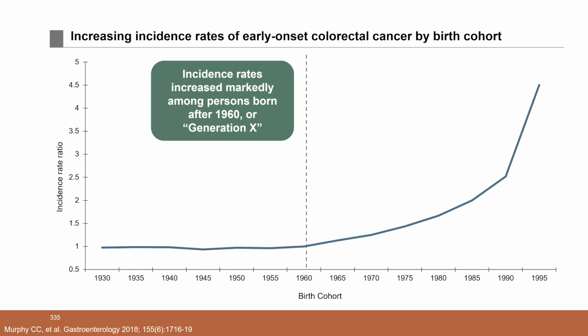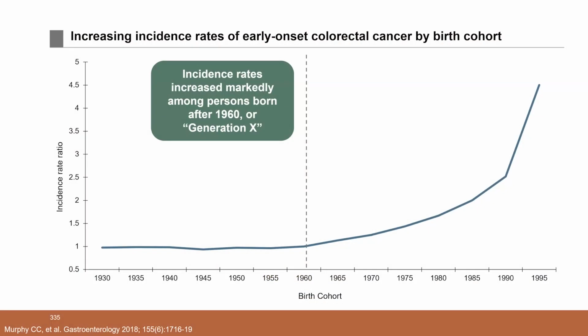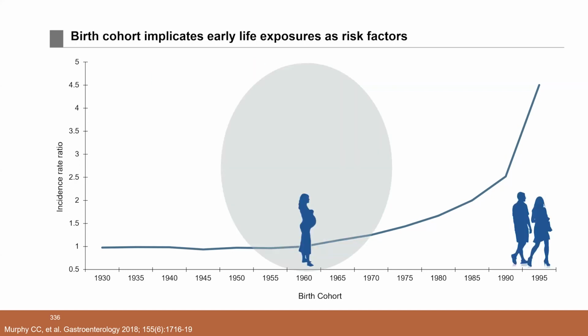Now, this birth cohort effect isn't just a fun thing that epidemiologists like me like to describe, but it's actually quite meaningful because it tells us that exposures in early life, including during gestation and infancy, may be important risk factors. For example, there were several pregnancy-related exposures introduced in the 1960s, ranging from chemical exposures to certain medications prescribed during pregnancy, and that may contribute to higher rates of colorectal cancer among adult offspring exposed in utero.